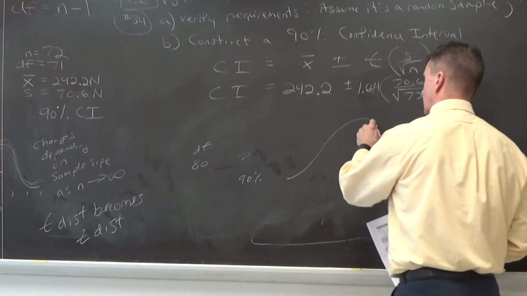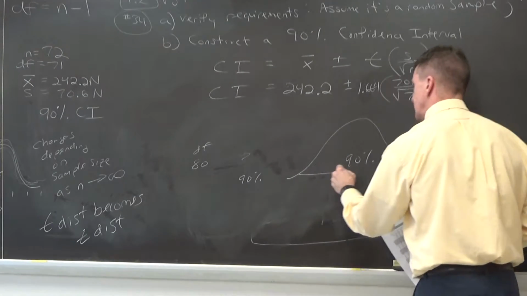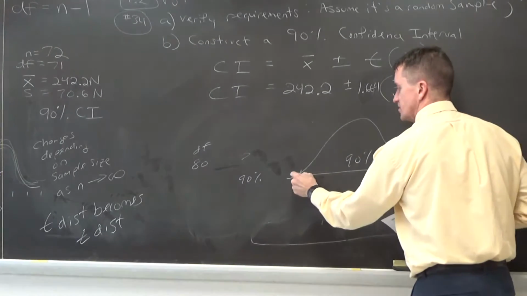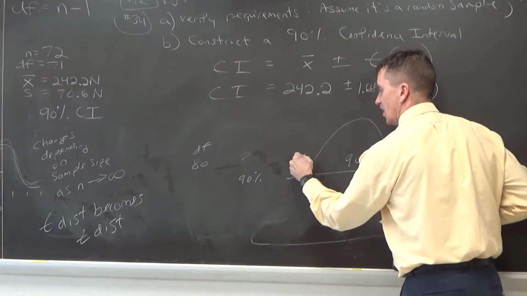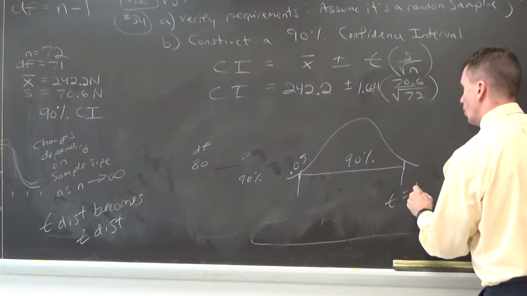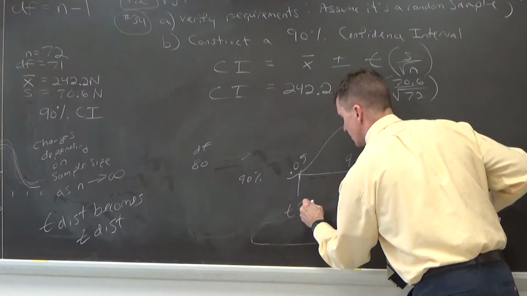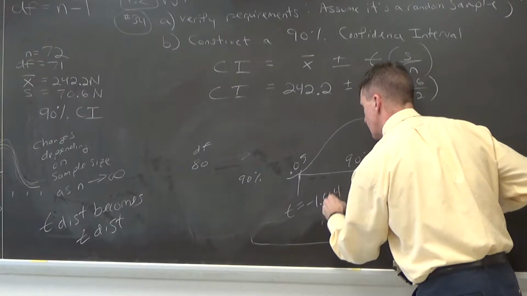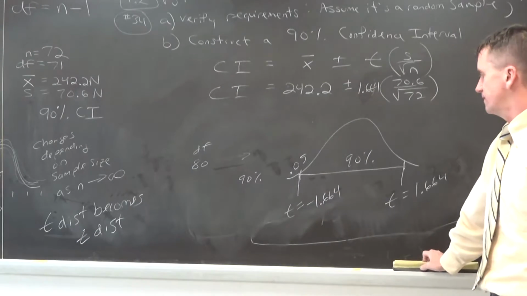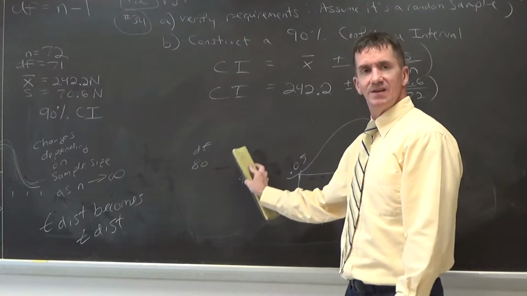I want to show you what's going on here. 90% from the middle meant how much is in each tail? 5. So there was 5% in that tail, but what are these two t-scores? This t is 1.664, and what's this t-score? Cool. So we don't do any more of the inverse norm? That's right. Isn't that cool?